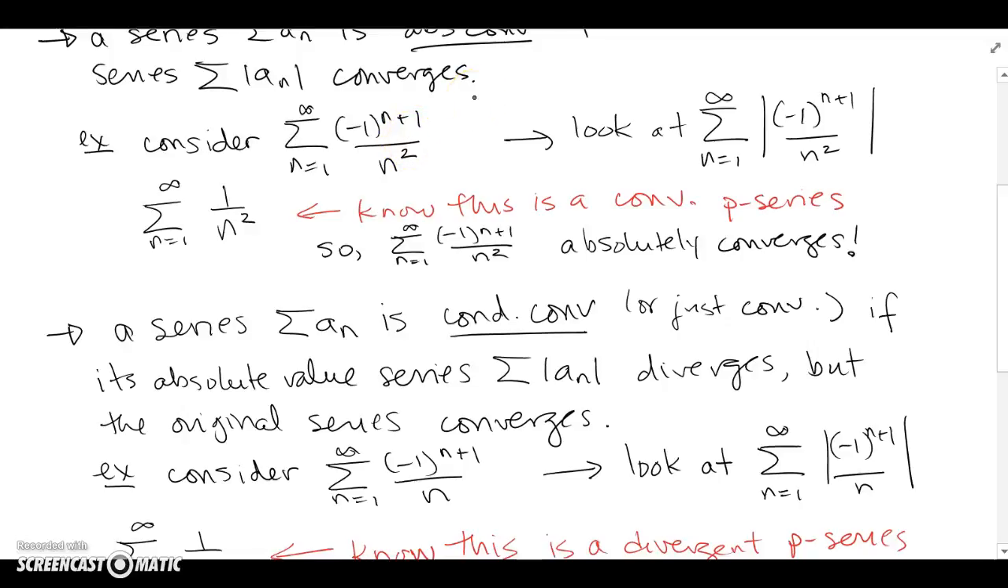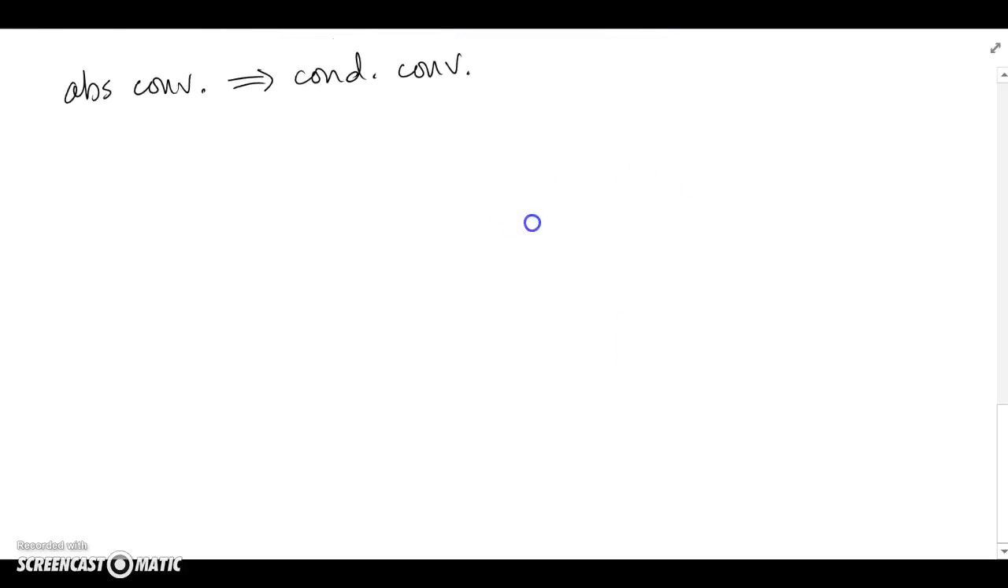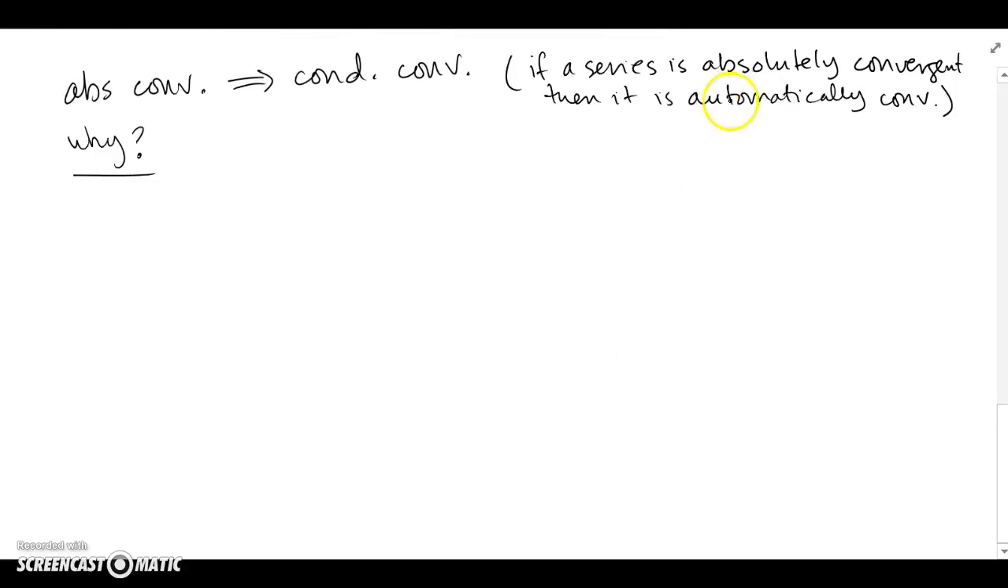So absolute convergence in one sense is important because sometimes for a series it's much easier to just look at positive terms and analyze it. And if you can show absolute convergence, then you've automatically shown convergence. So why does this happen? If a series is absolutely convergent, then it is automatically convergent.